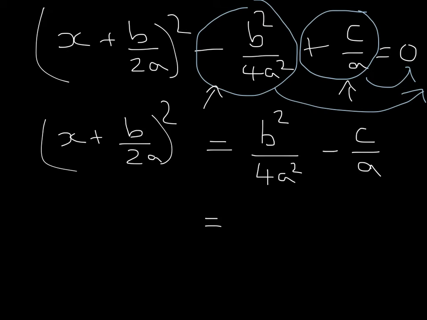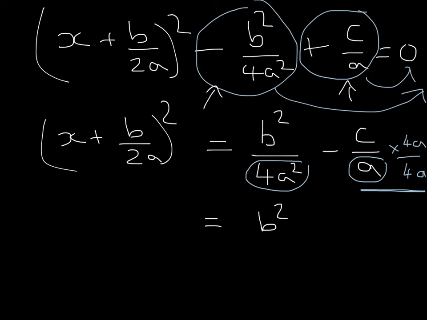Now I really want to tidy this up, so I really want to put these over a common denominator. So if I times this by 4a on the bottom, you'll see that I've got 4a squared here. So I times the top by 4a as well. And what that then gives me is b squared minus 4ac, and now they're all over 4a squared.